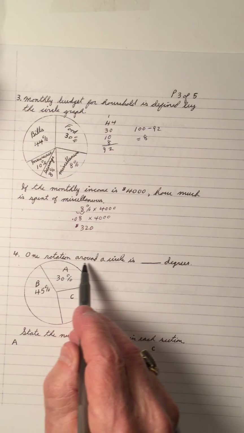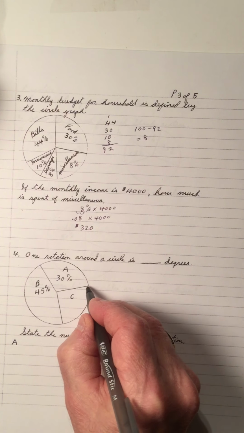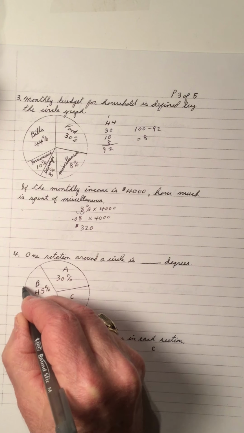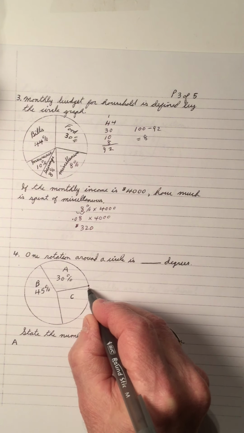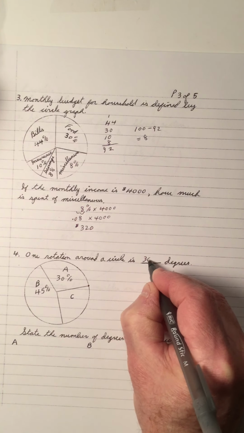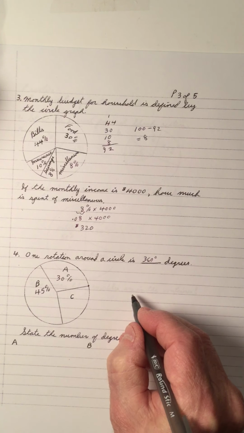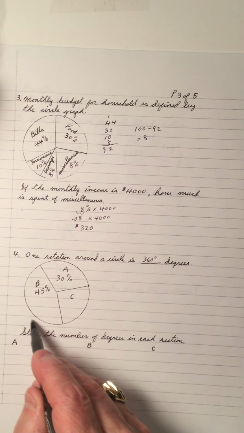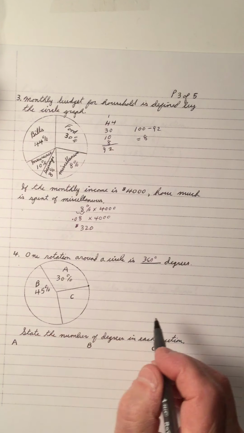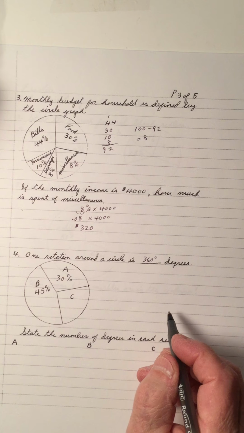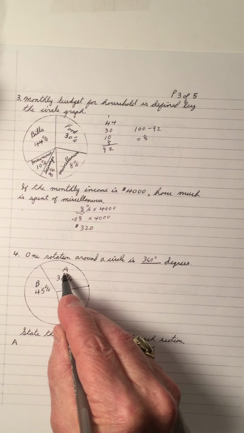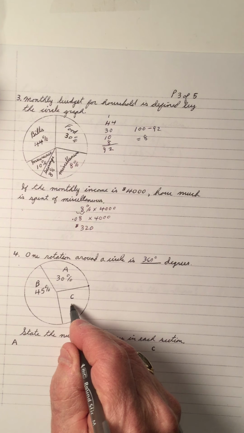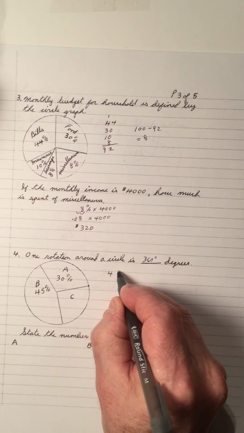Number 4, one rotation around a circle is, so if you leave here and travel all the way around the circle, you will do a rotation of 360 degrees. So no matter where you start, if you start here, anywhere, and come back to that point, you will make 360-degree rotation. So if you have section A is 30, section B is 45, we don't know what C is, so let's go and find what percent C is.